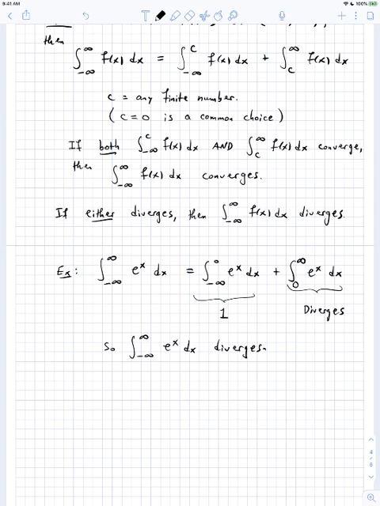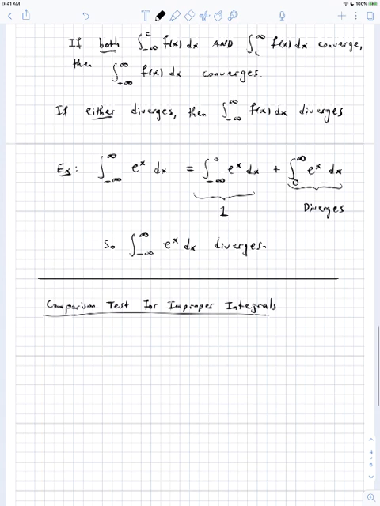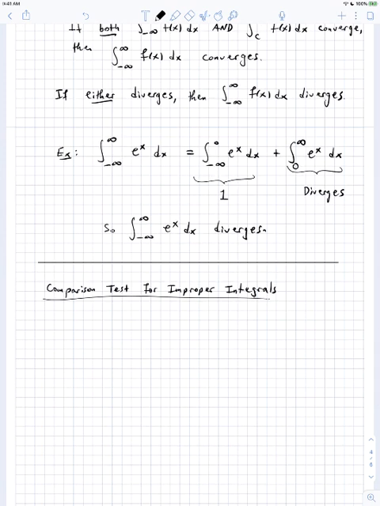So those are the three cases for improper integrals having infinite intervals. There is one other topic that we want to talk about related to improper integrals, and that's the comparison test for improper integrals. And basically the idea is that you're comparing two improper integrals because maybe you know one and you want to use that to determine if the other one converges or diverges.